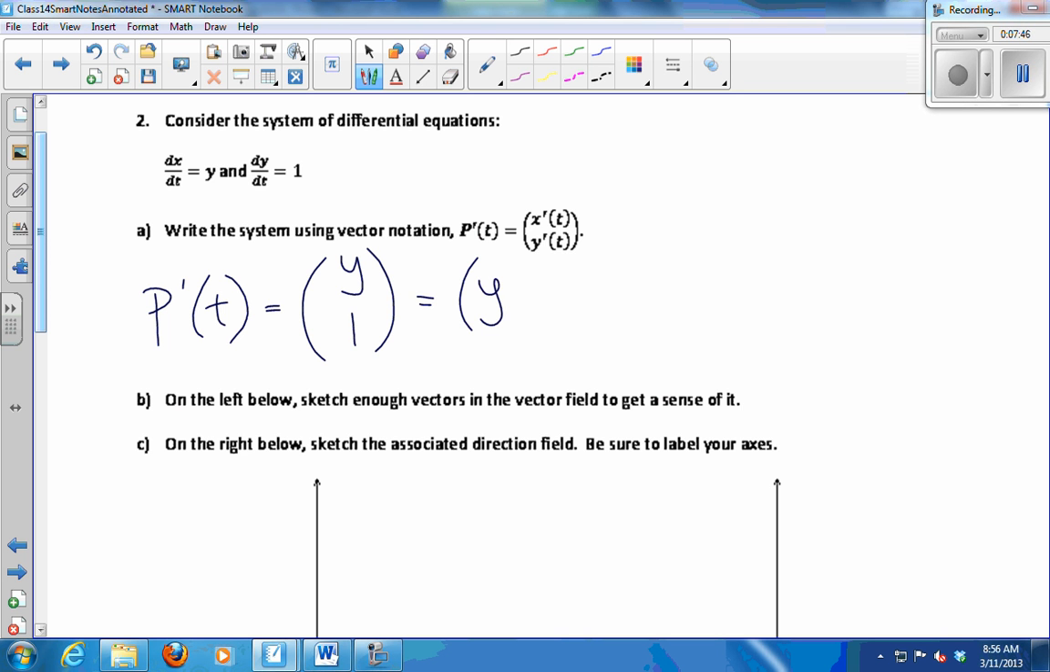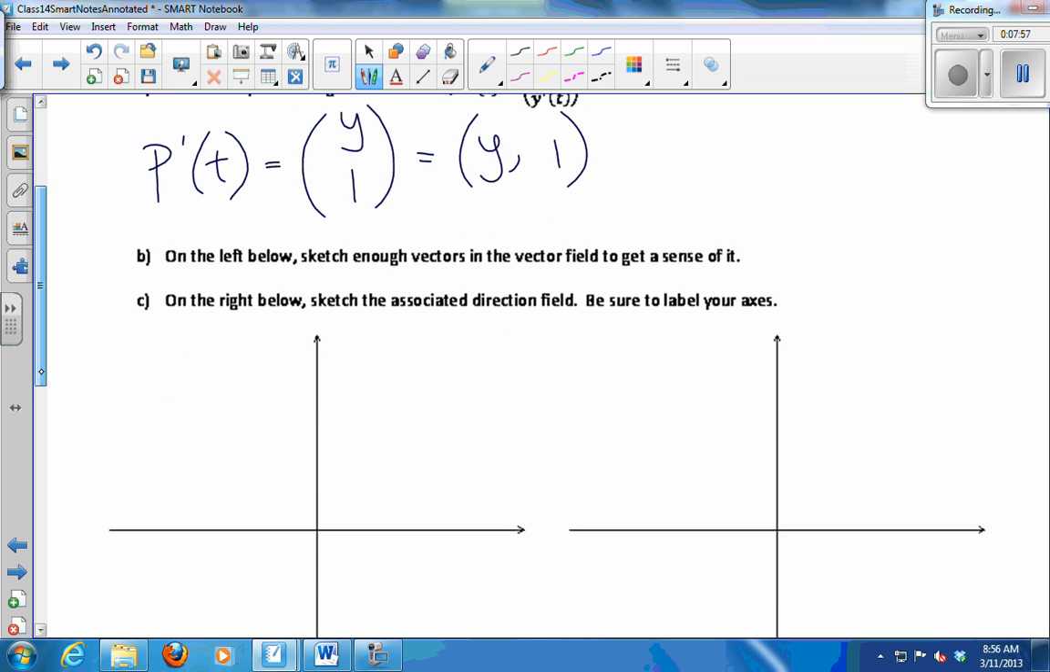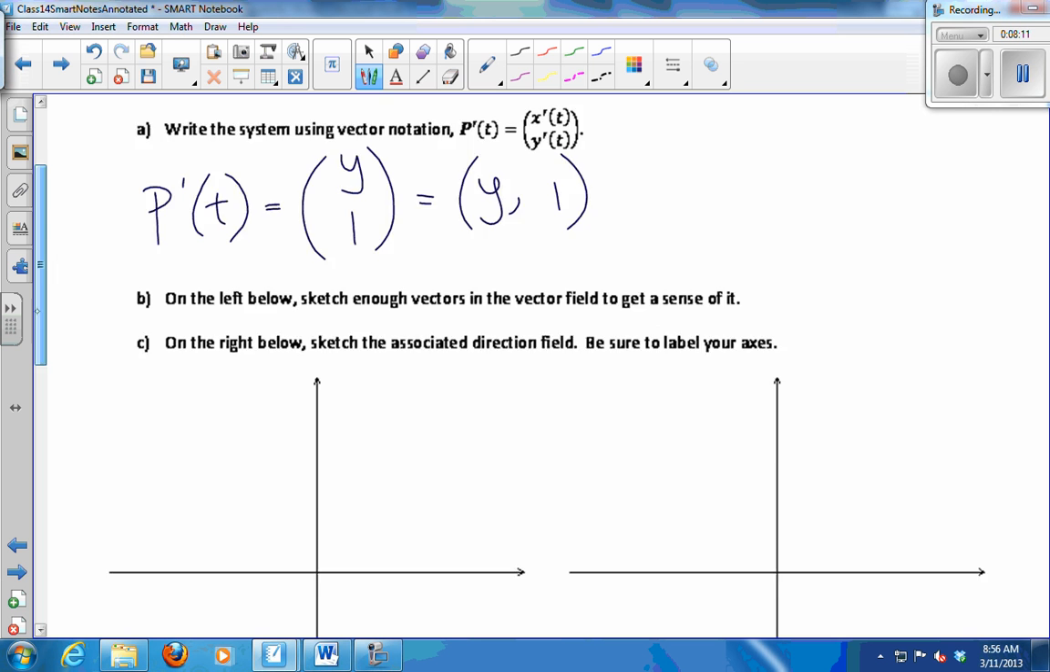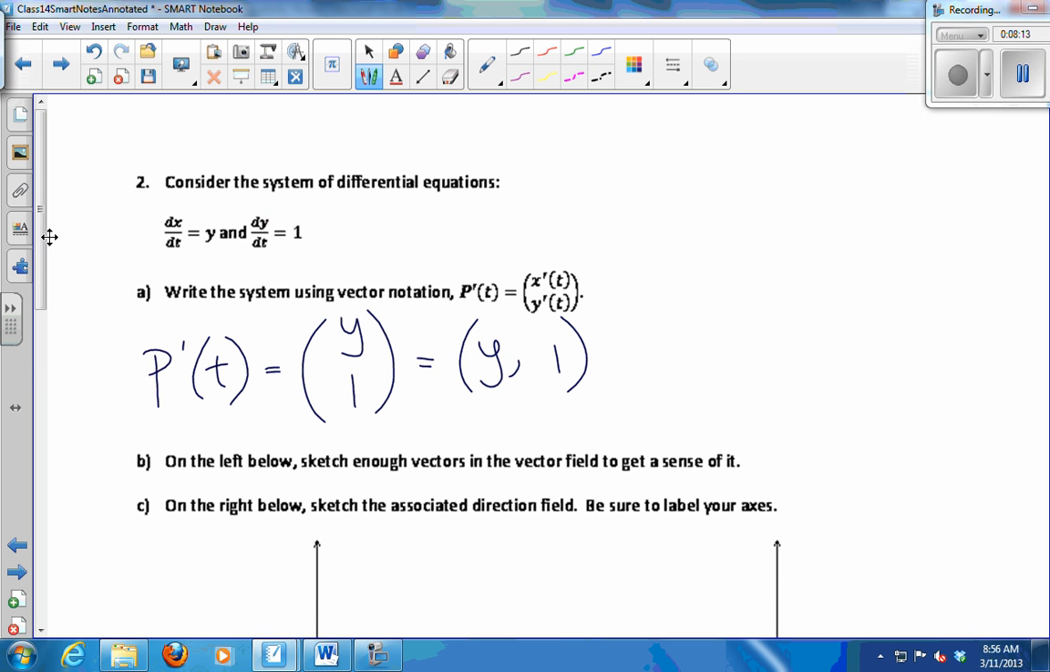Or if you like to write it horizontally, you can write it horizontally too. Okay, so we want to sketch enough vectors to get a sense of it. So y comma 1. So for every point, we're going to plug in the y coordinate for y, and the y component of the vector is always going to be 1. Yep, dx dt is y, and dy dt is 1. So this is always going to be x prime, y prime, your vector field. Yes, because that's how I defined dx dt equals y.